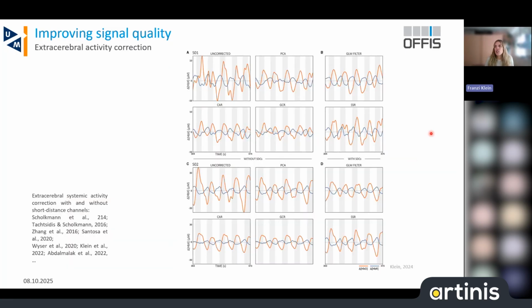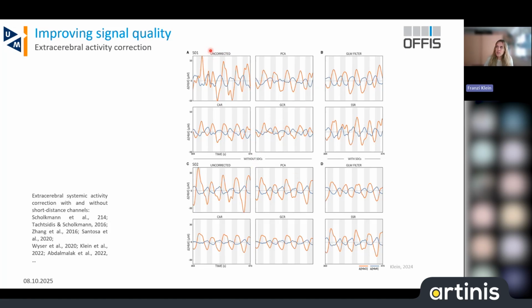And just to show you, there are nowadays a lot of methods available for this. So with short distance channels, which is of course the best thing you can do, it's like the gold standard, but there are also some methods without short distance channels. So if you don't have any short distance channels, it's always a good idea to at least apply another method that tries to correct the signal.